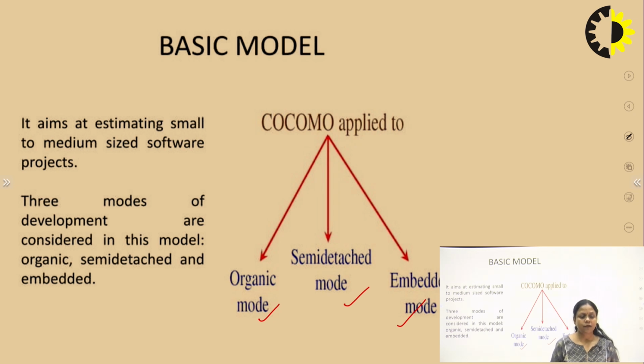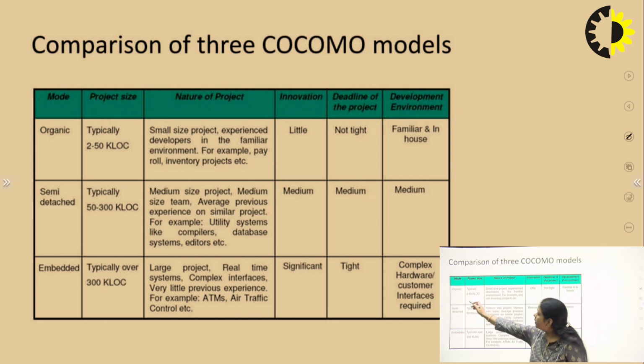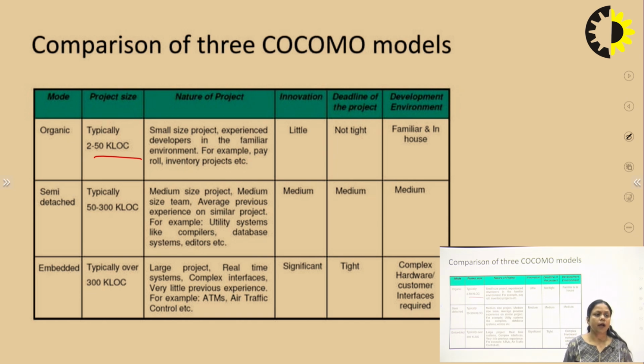Now we will understand the meaning of these three different types of modes. Here we will compare our three different modes. First mode is the organic mode. Organic mode means when the size of your software project is around 2 to 50 KLOC. LOC stands for lines of code. So this is known as a small size project. When we have fewer lines, it means it is a small size project.